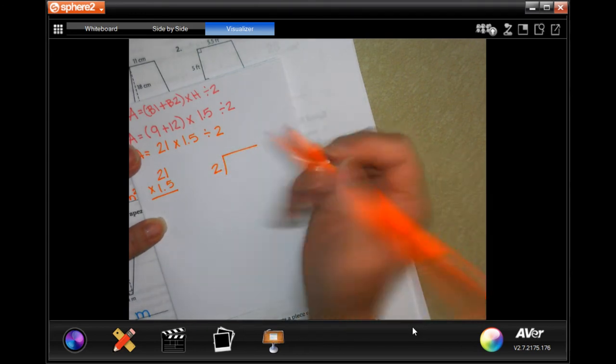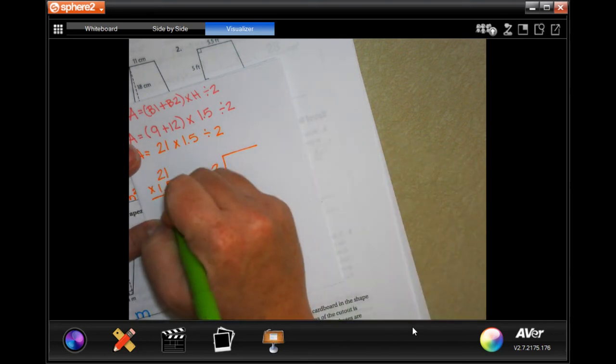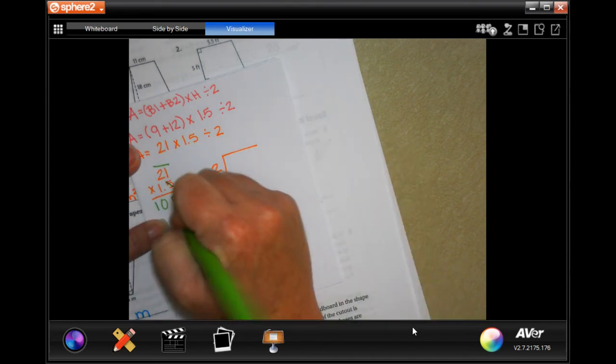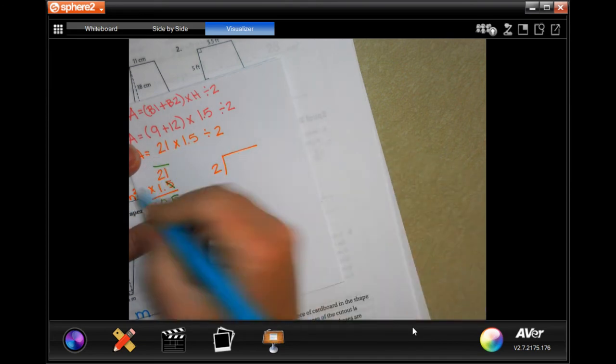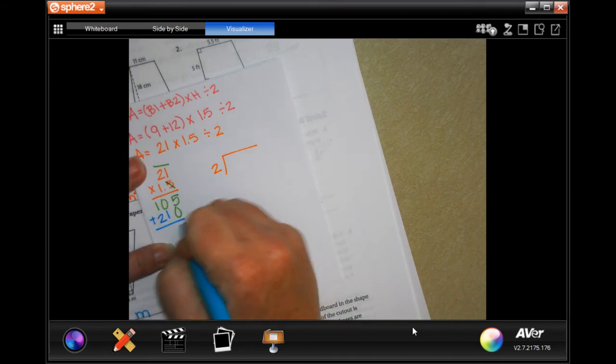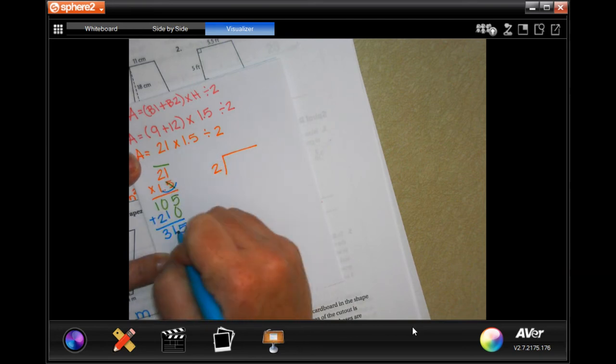So let's do this. 5 times 1 is 5. 5 times 2 is 10. Tick, tack, toe. 1 times 21 is 21. Add those up. 5, 1, 3, go in once for the decimal, 31.5.